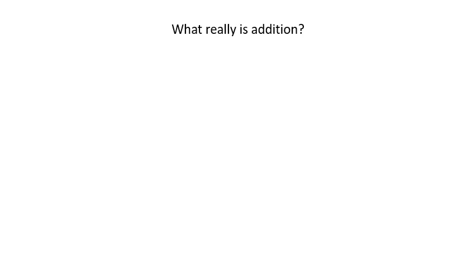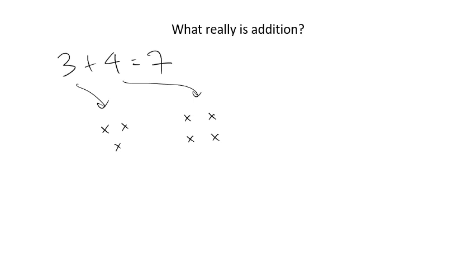So let's look at a problem like 3 plus 4 equals 7. What this means is that I have a set of 3 objects. I have a set of 4 objects. So here's my 3, here's my 4, and then this addition sign means that I'm going to combine these two sets together. They go to form one set. And so addition really means the combination of sets.